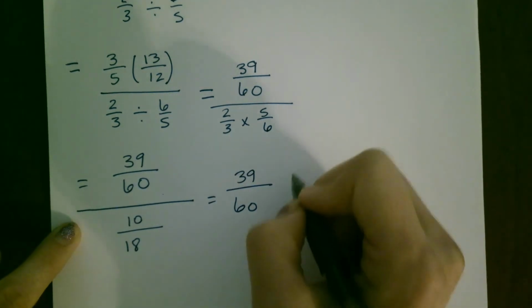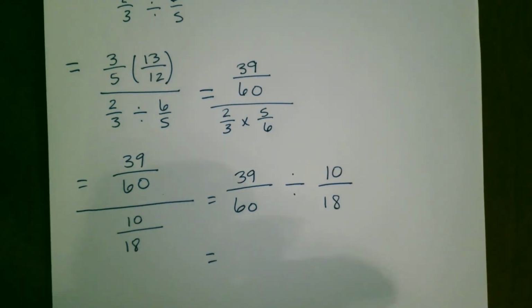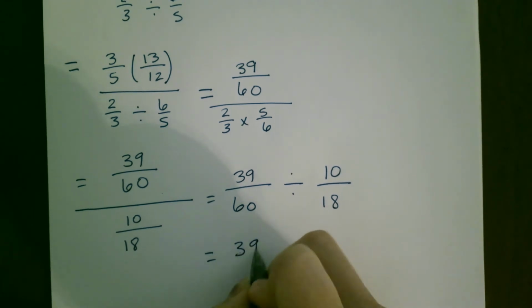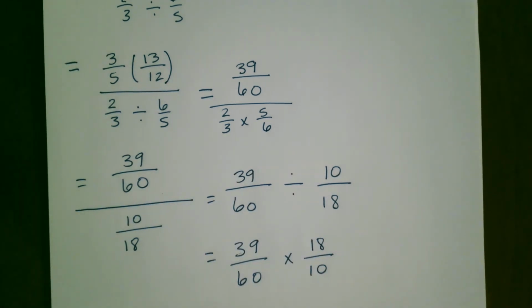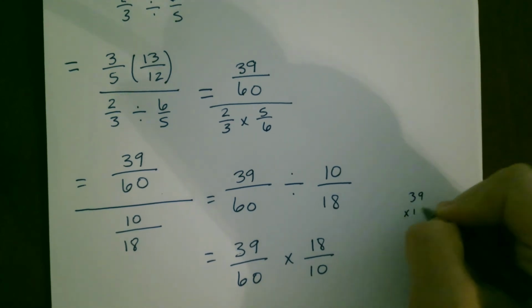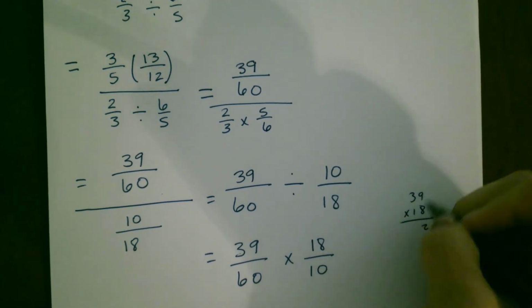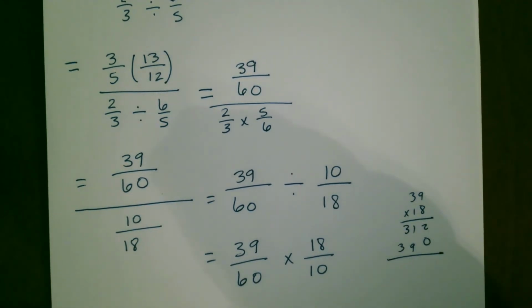So 39 over 60 divided by 10 over 18. Again, by the algorithm that we have for dividing fractions, I know this is 39 over 60 times 18 over 10. So let's multiply straight across. 39 times 18 is some number. We'll figure that out real quick. This gives me 702 over 60 times 10, which is 600.